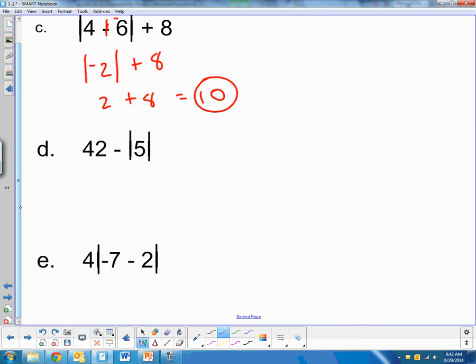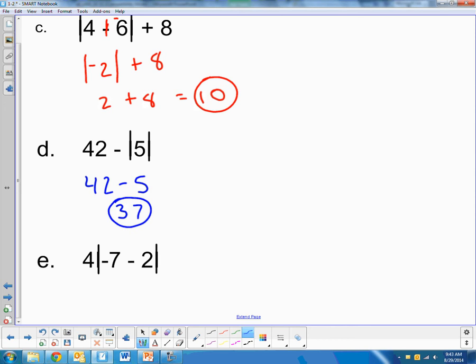For the next one, we've got 42 minus the absolute value of 5. Now, in this case, I already have one number in between those absolute value bars. So I can go ahead and just take the absolute value of 5. Remember that it's not the opposite. It's not negative 5. Absolute value of 5 is 5. It's 5 away from 0. 42 minus 5, we can do that, and we're going to get 37.